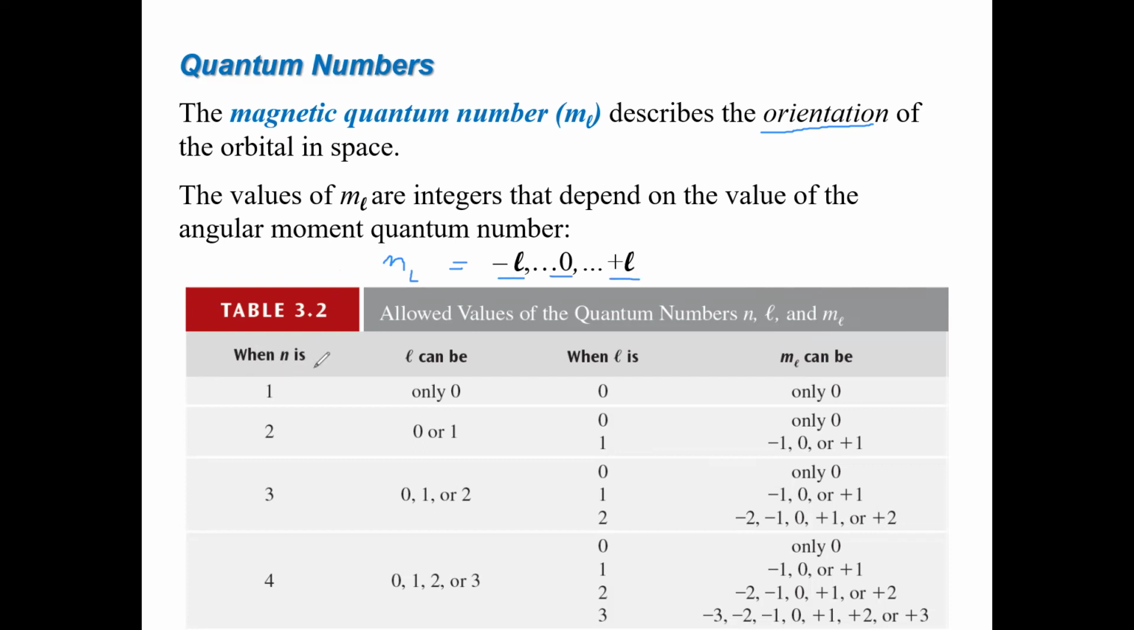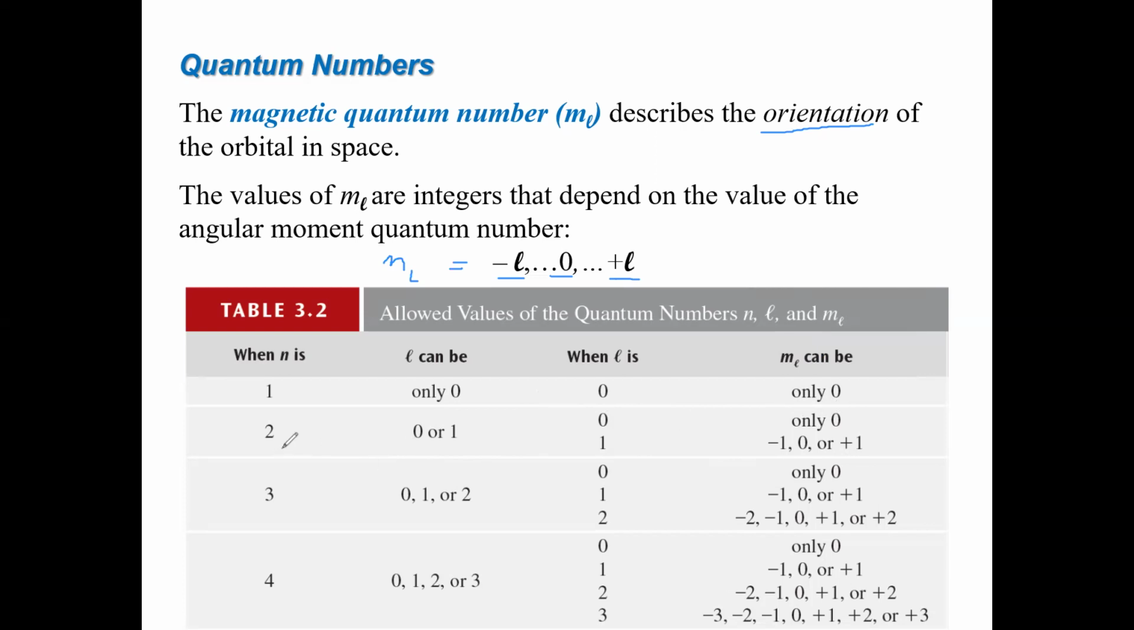So when n is 1, L can only be 0. And when L is 0, then m, the magnetic quantum number, is only 0. Then when n is 2, remember I told you L is equal to n minus 1. So you can have 0 or 1. If L is 0, you have only 0.